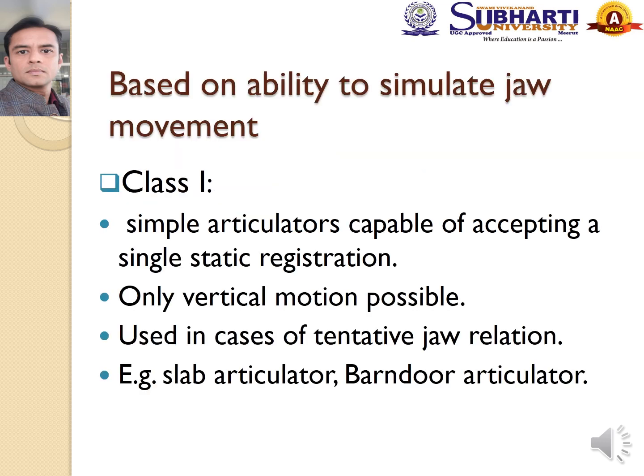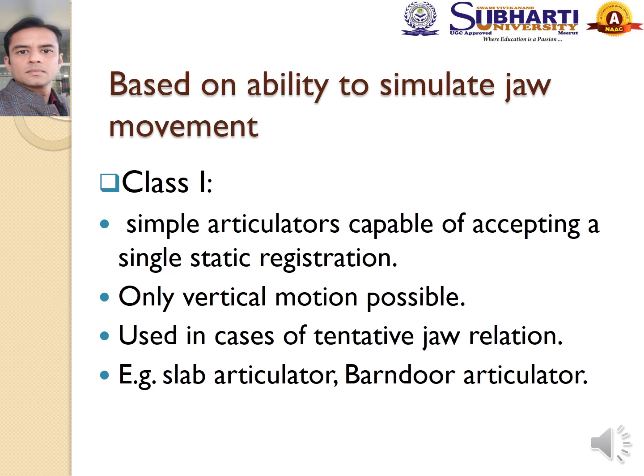Now coming over to the classification based on the ability to simulate jaw movement. This is one of the most important classifications which all you guys must know. So coming over to this, that is class 1. Class 1 is a simple articulator capable of accepting a single static registration. Only vertical motion is possible.